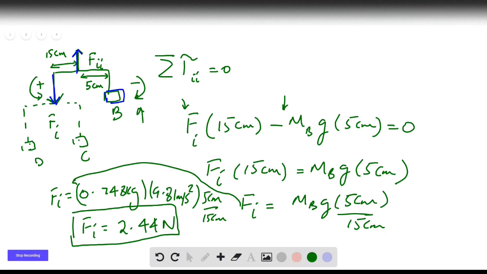Again, we're still not there yet. We didn't have the masses yet. We only have the mass of B. We don't have the mass of C or D, but we do need to get F sub I to solve those masses. So going on to the next slide, now we do know that F sub I is 2.44 newtons.